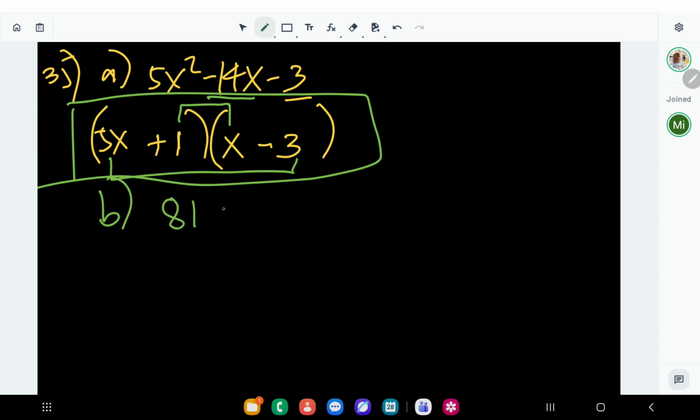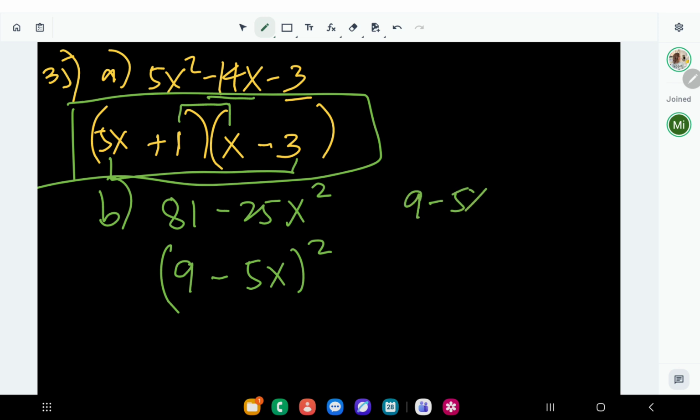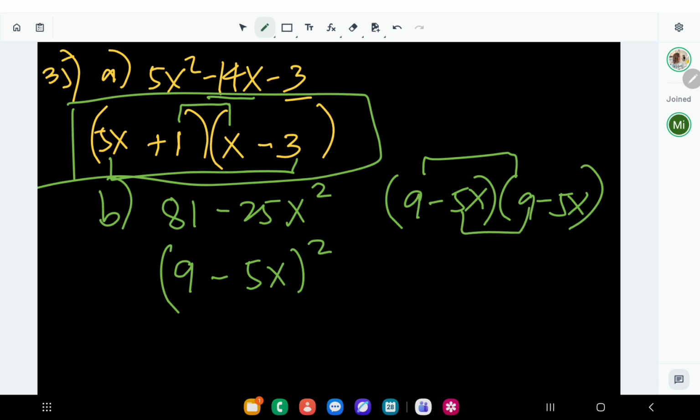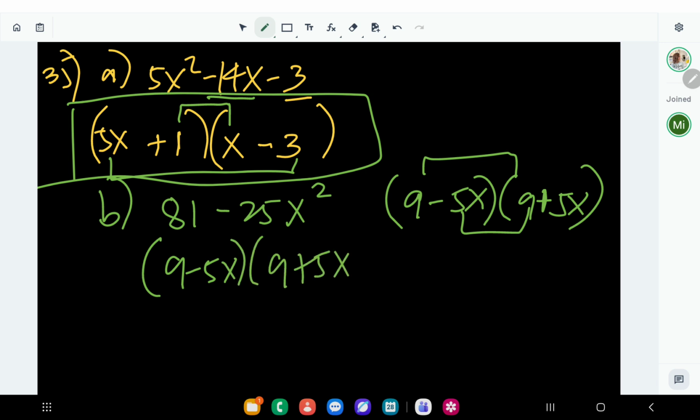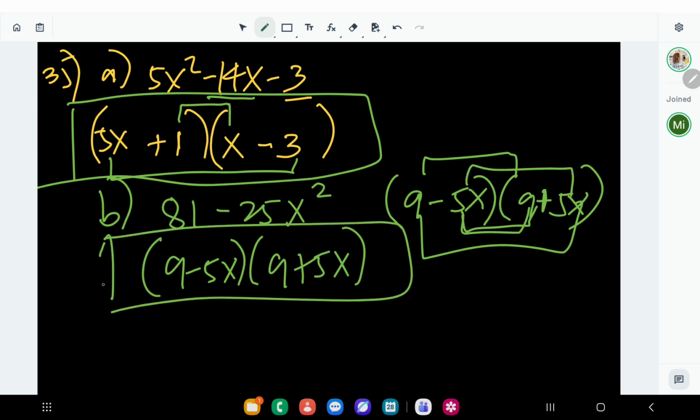Easy? Okay, this one. 81 minus 25x squared. Okay, you factor this. This one is the difference of two squares. So 81 is a perfect square, right? So you can write that as 9. And 25x squared, 5x, write that. Are they the same? You have to check. But you have to check, make sure. You FOIL them. So this is 81, negative 45. Ah, this is plus. Okay. Oh no. That is 9 minus 5x times 9 plus 5x. Yeah. So you won't have a middle term because this cancels out. Then you have negative 25x squared. Alright? So these are the factors.